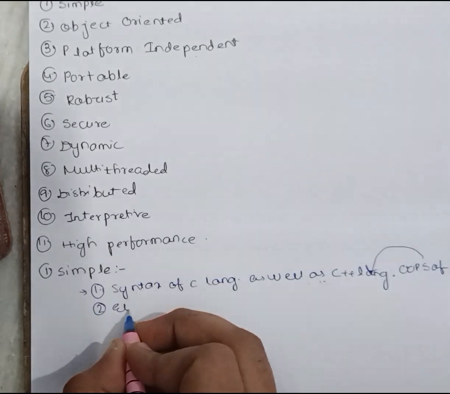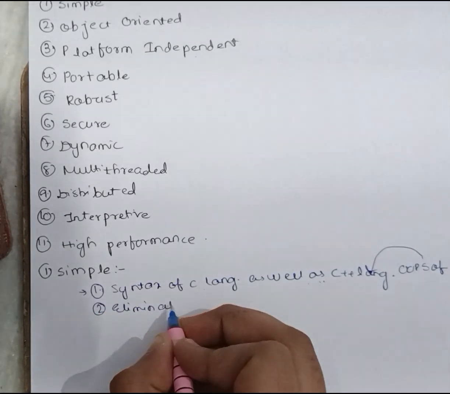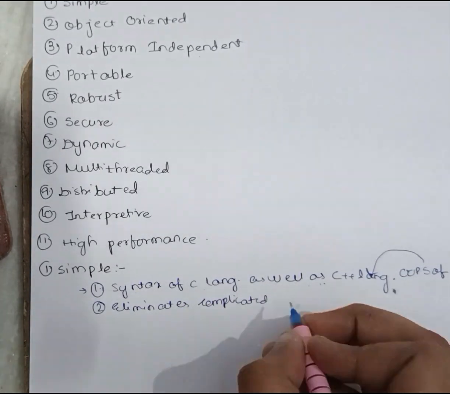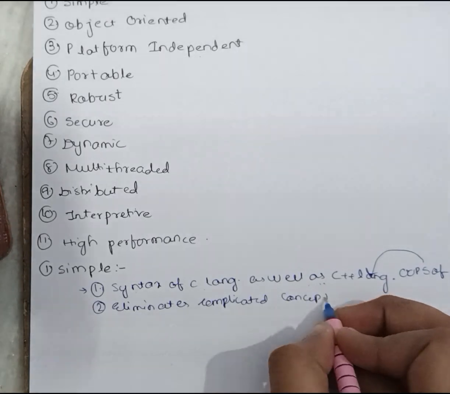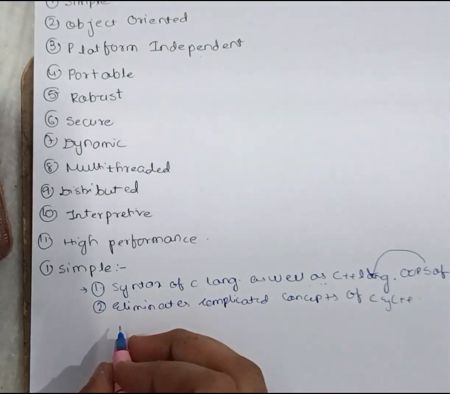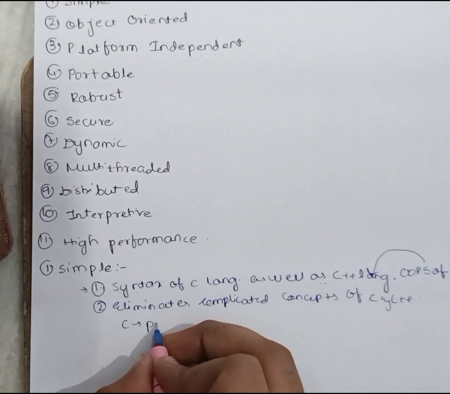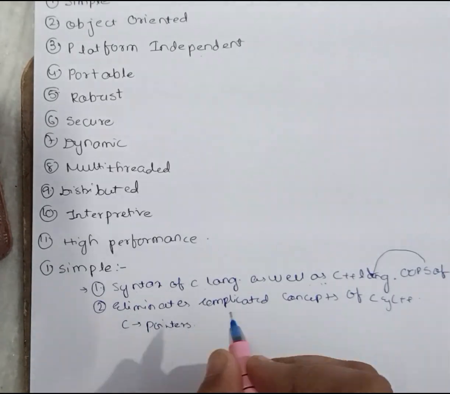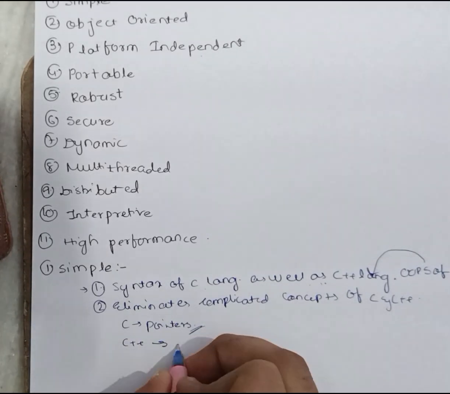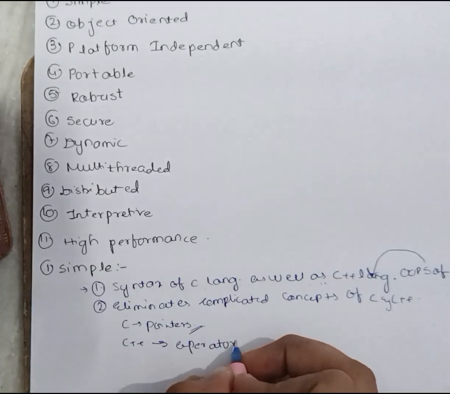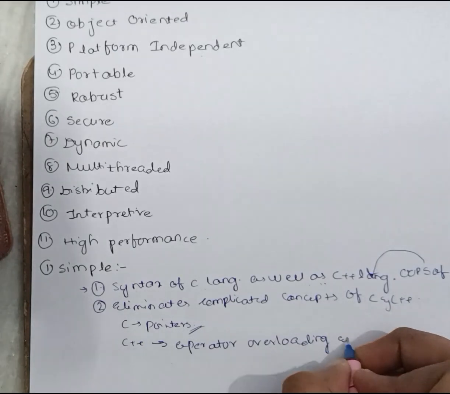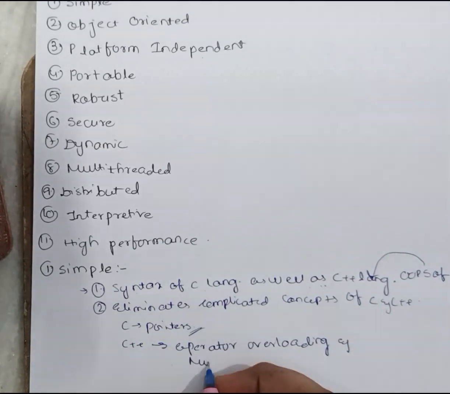Second reason is it eliminates complicated concepts of C and C++. So what are the complicated concepts of C and C++? In C we have pointers, which is the most complicated concept in C. And in C++ we have operator overloading and multiple inheritance.